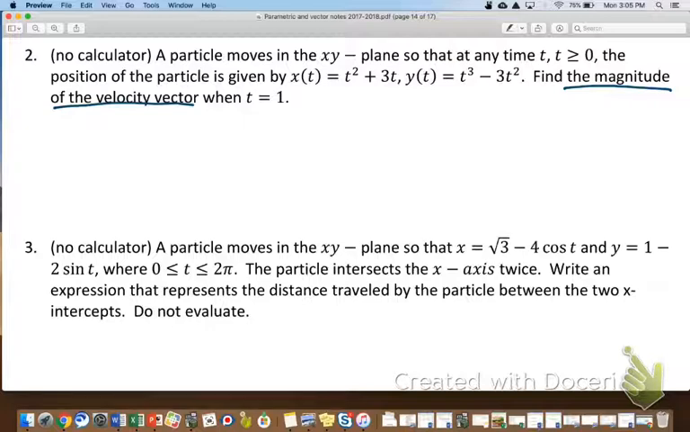Okay, so if it said find speed when t equals 1, we would do the exact same thing as what you should be doing here, okay? So please take a minute. You can flip back and look at the little formula. You've got a formula that addresses this directly.